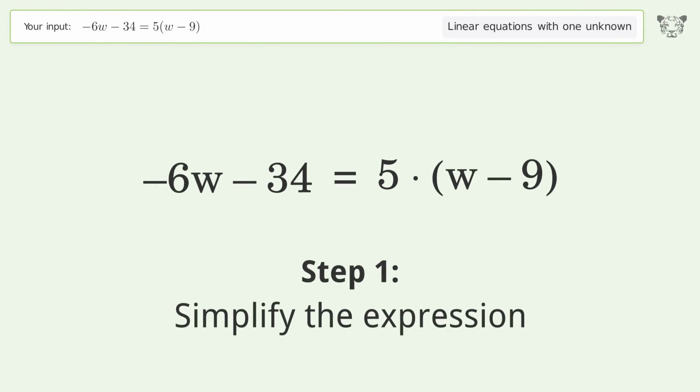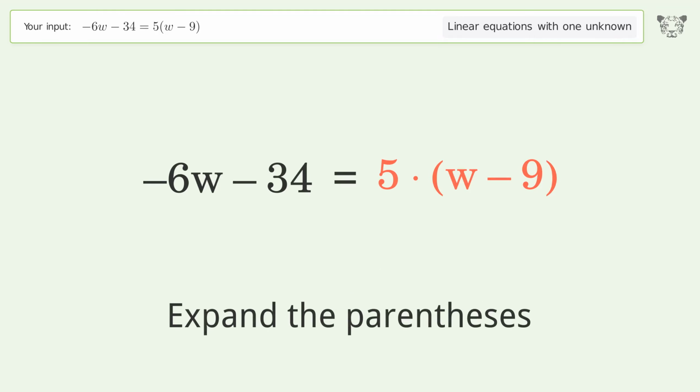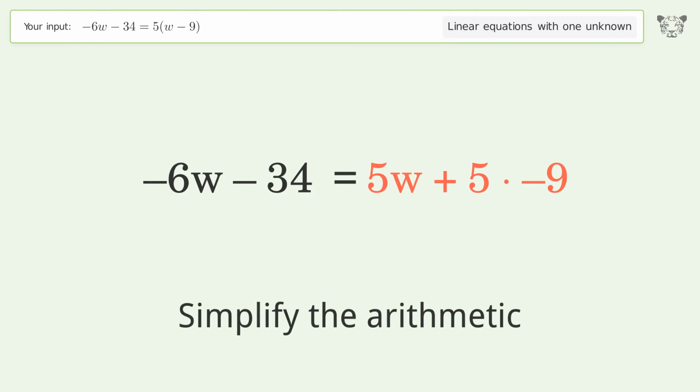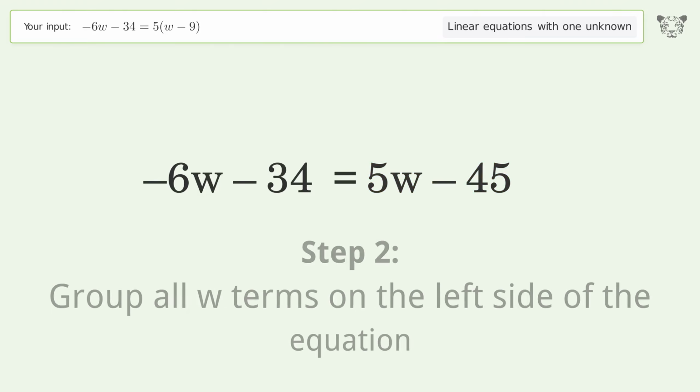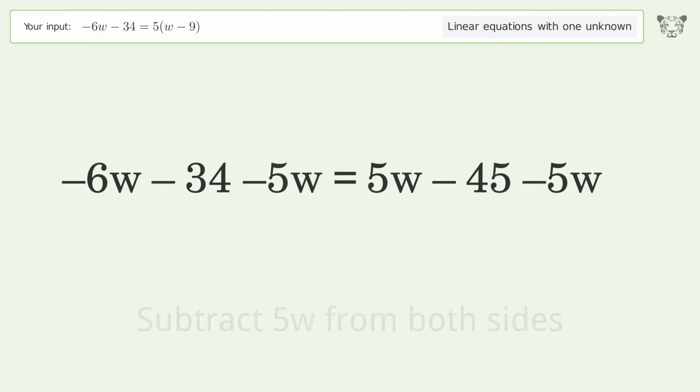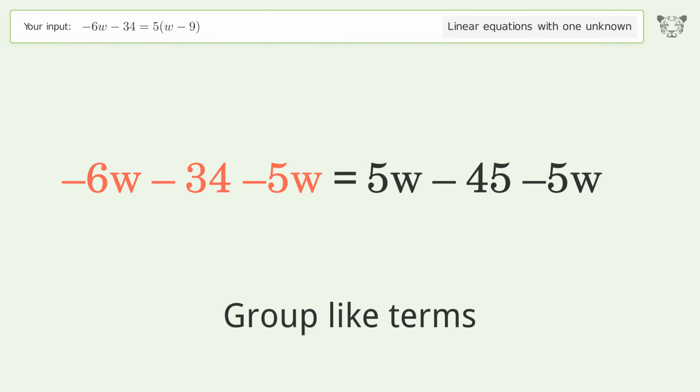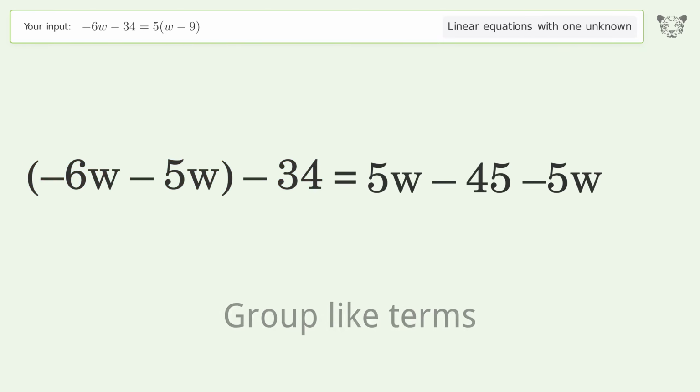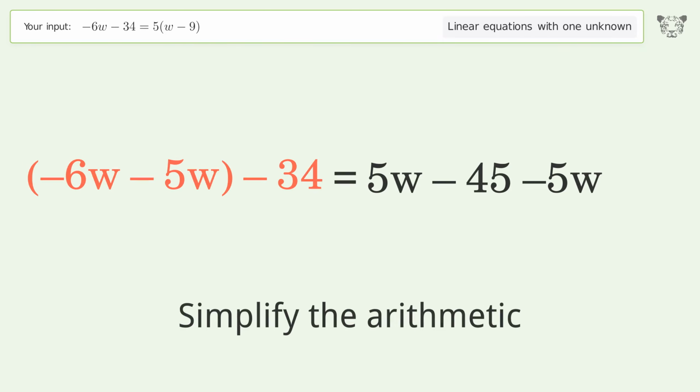Simplify the expression. Expand the parentheses. Simplify the arithmetic. Group all w terms on the left side of the equation. Subtract 5w from both sides. Group like terms. Simplify the arithmetic.